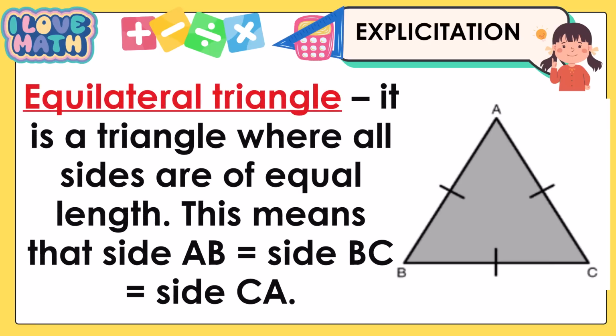Equilateral triangle. It is a triangle where all sides are of equal length. This means that side AB is equal to side BC is equal to side CA.